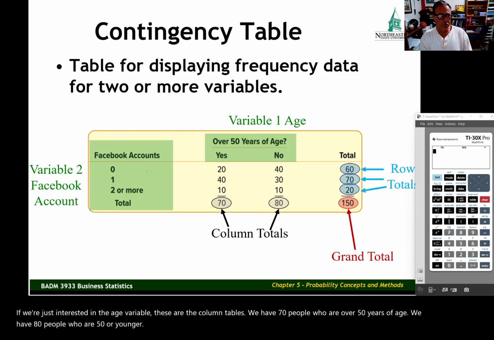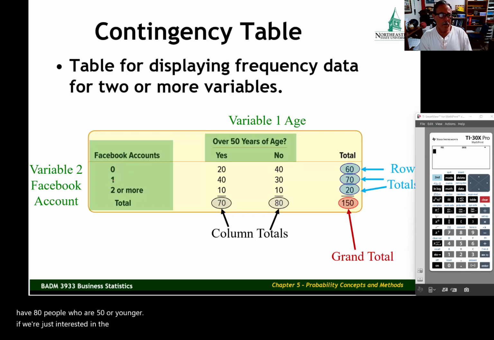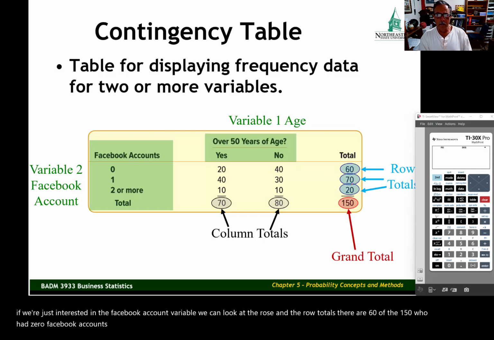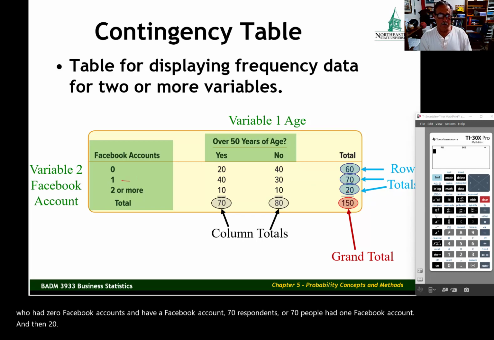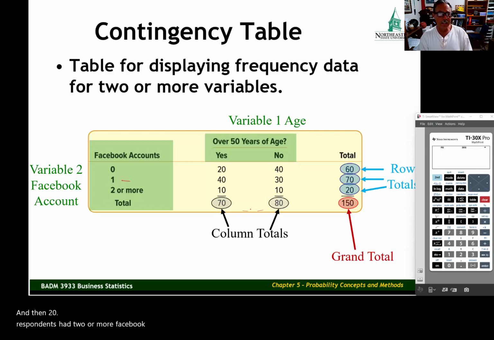If we're just interested in the Facebook account variable, we can look at the rows and the row totals. There are 60 out of the 150 who had 0 Facebook accounts, didn't have a Facebook account. 70 respondents, or 70 people, had 1 Facebook account. And then 20 respondents had 2 or more Facebook accounts. That's how we can read the table if we're just looking at one variable at a time.